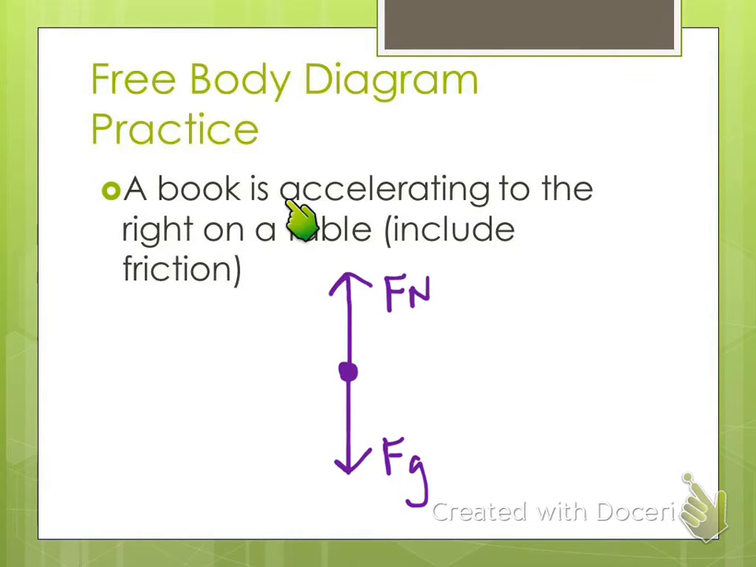But most importantly, we want to look at this fact that it's accelerating to the right on a table. If it's accelerating, we know that our applied force has to be to the right because it's accelerating. So it needs to start here and go to the right. And we just label that as an applied force, so I usually label them as F sub APP, because it's some sort of applied force.